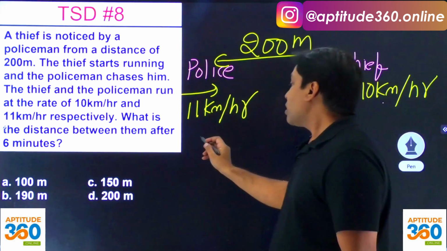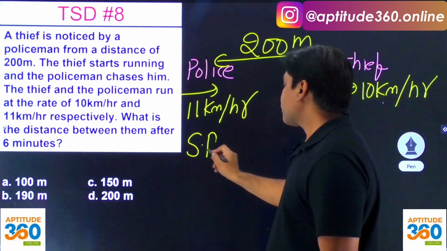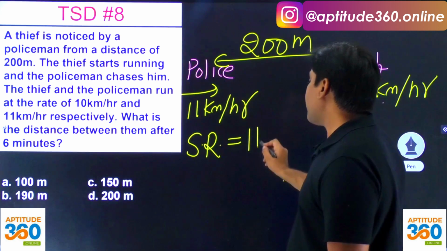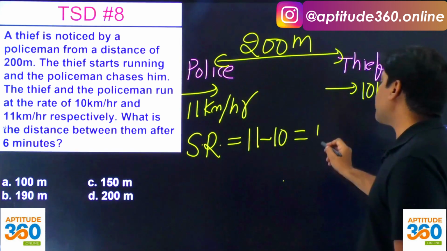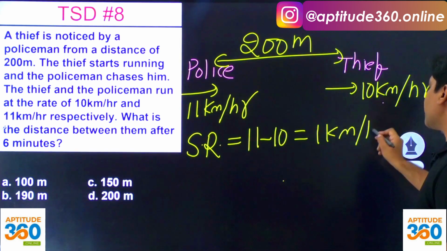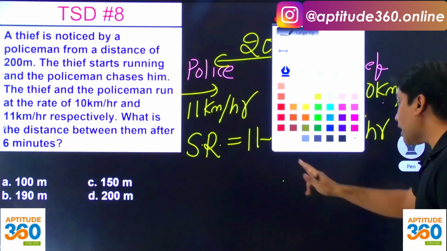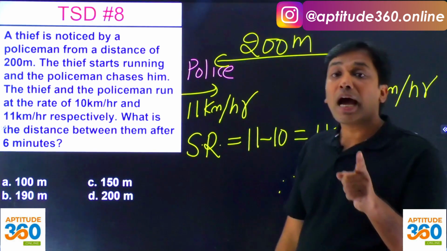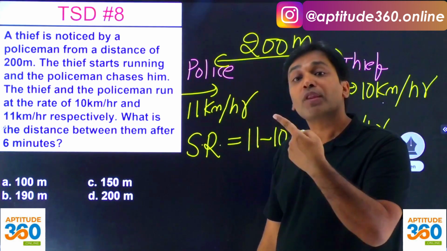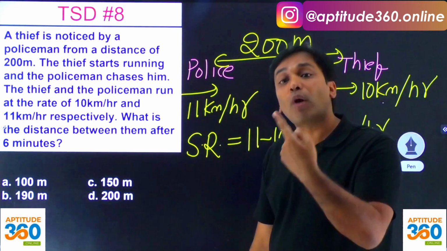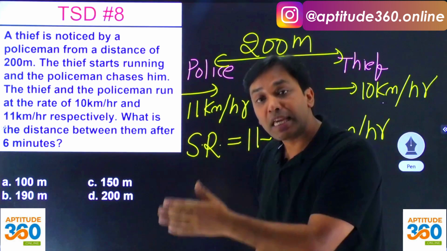Now what is the relative speed? Now you understand, 11 minus 10, which is 1 kilometer per hour. What is the interpretation of saying that the relative speed is 1 kilometer per hour? It is that the police will now be running 1 kilometer more than that of the thief in 1 hour.